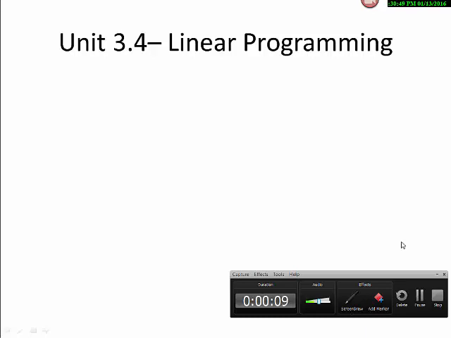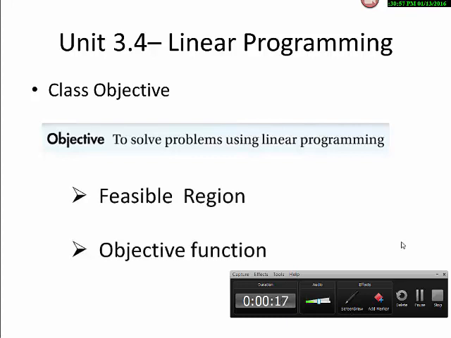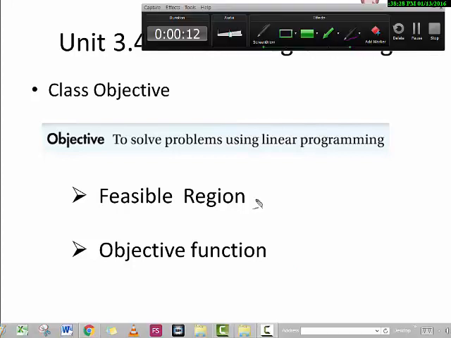Unit 3.4 Linear Programming. In this class we're going to learn how to solve problems using linear programming. There are two terminologies that you have to remember in this whole chapter. First, feasible region. The second one is objective function. Feasible region is referring to the intersection area that we learned from the last chapter in the linear inequality system.